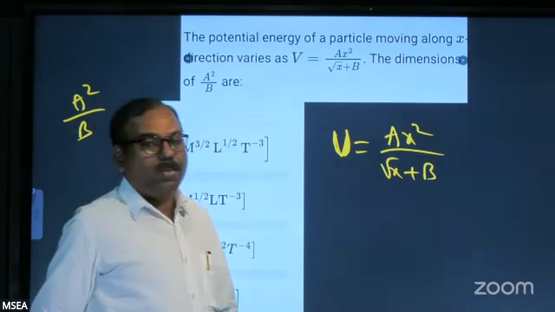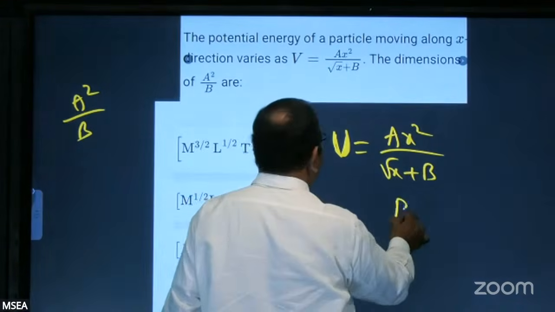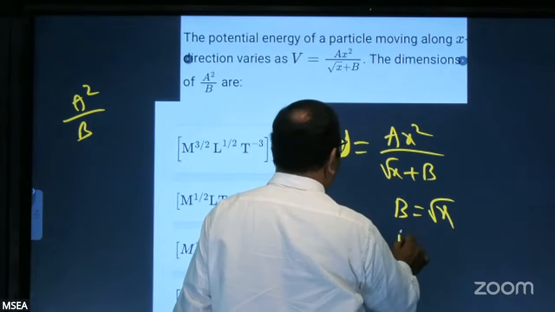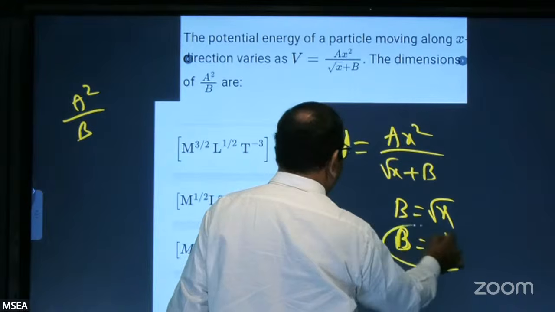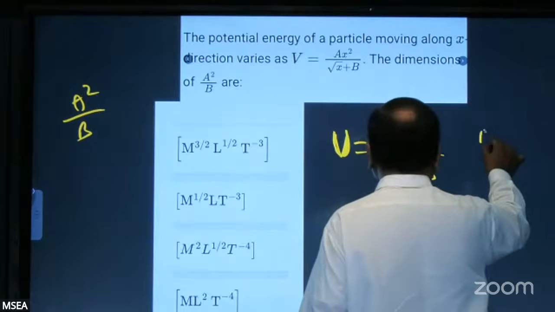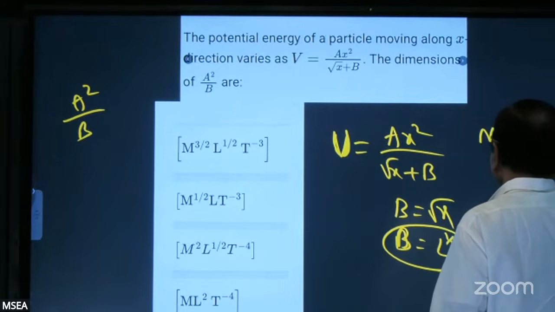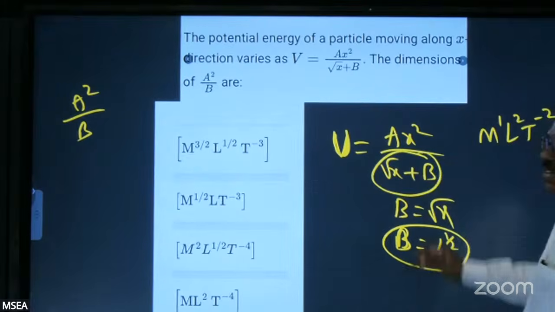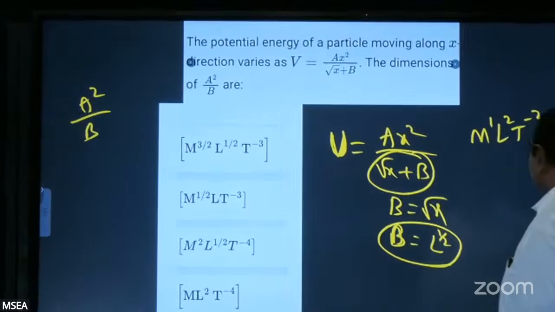What you have to do according to the principle of homogeneity? These two should have the same dimensional formula, so b is equal to √x, or b is equal to L^(1/2). This is the dimensional formula for b. Now, what about this one? Potential energy is nothing but energy, M¹L²T⁻². This whole thing, a L² by (√x), has the same dimensional formula as this one, that is L^(1/2).